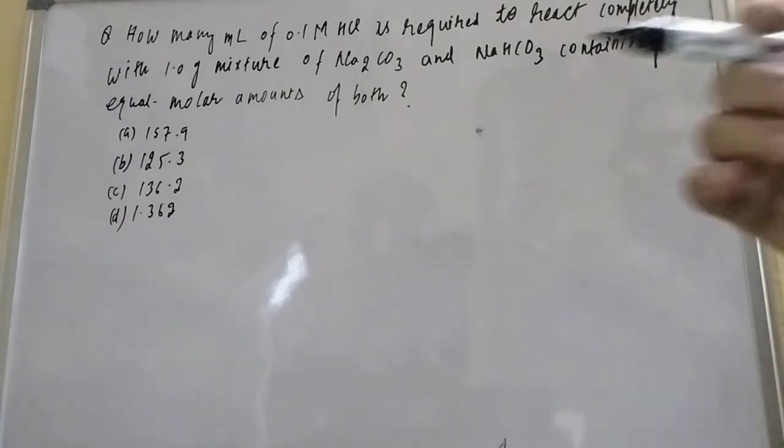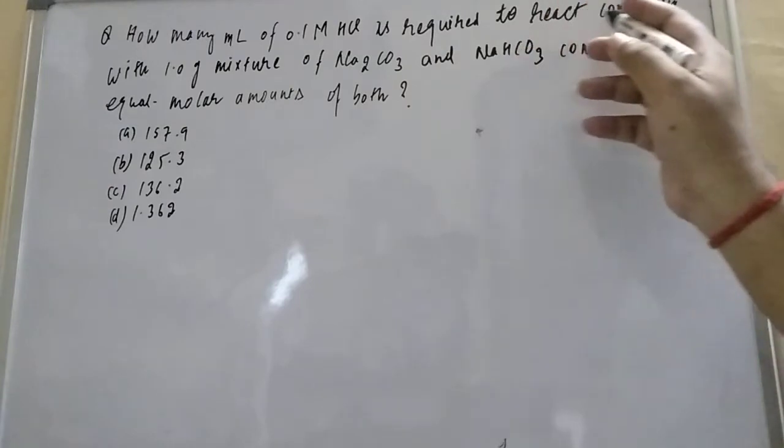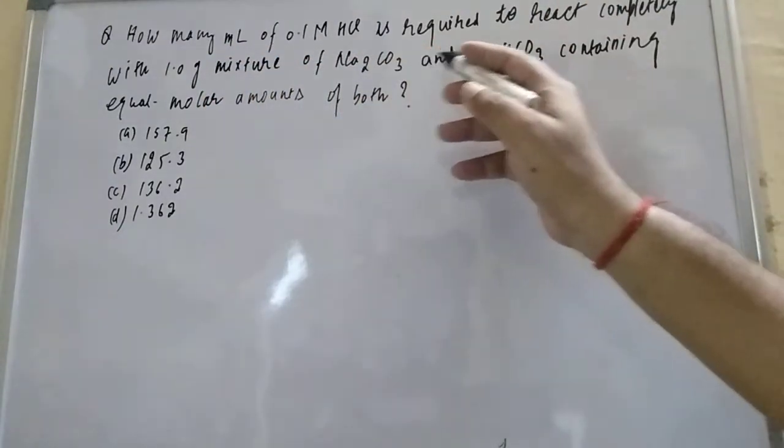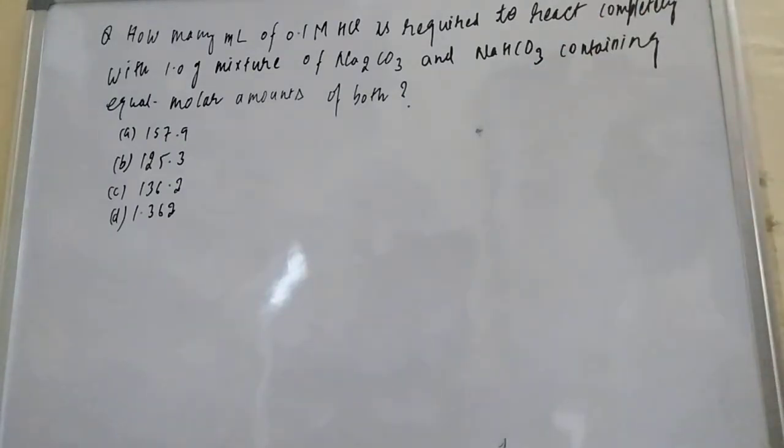How many ml of 0.1 molar HCl is required to react completely with 1 gram mixture of Na2CO3 and NaHCO3 containing equal molar amount of both.